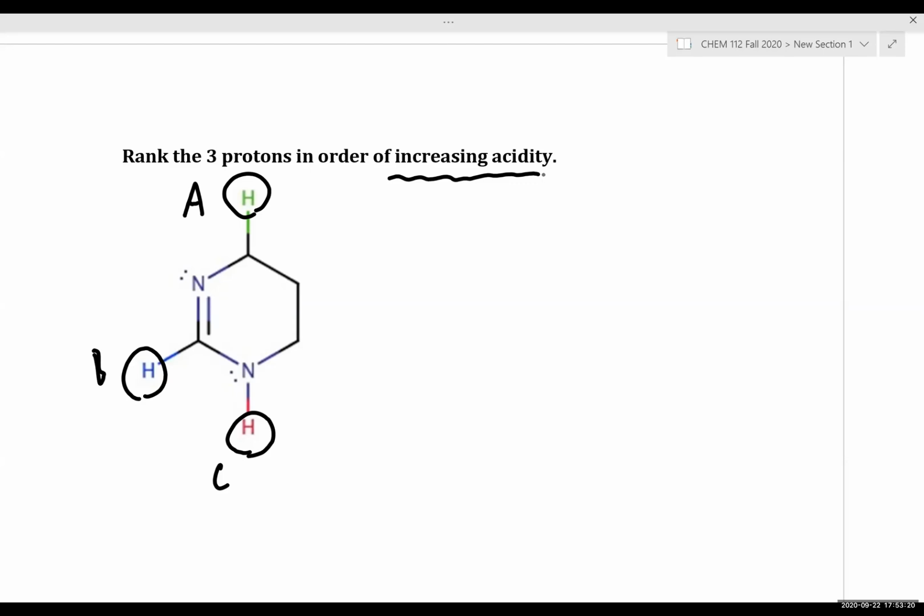So let's try to get some responses in the chat for the relative ranking of the acidity of each of these compounds and each of the protons found in this compound. And then we will discuss in about another 2 to 3 minutes. So we have our first proposal in the chat for the relative ranking of each of these protons in order of increasing acidity. Let's try to get a few more responses in the chat, and then we'll be able to discuss this example.